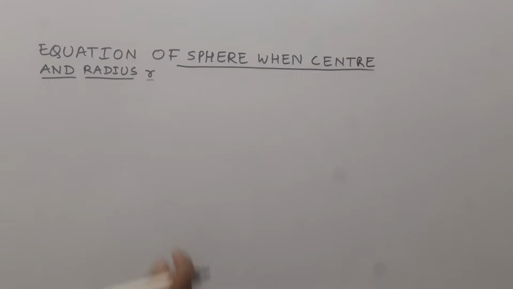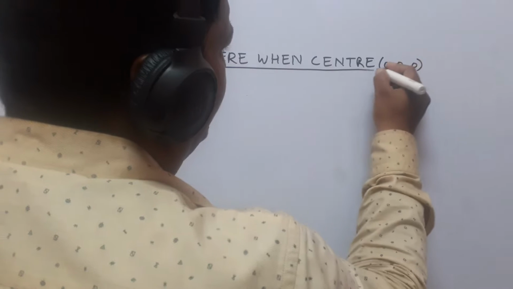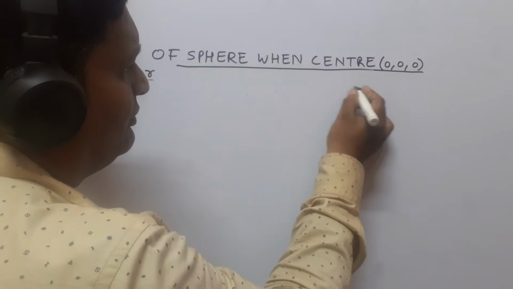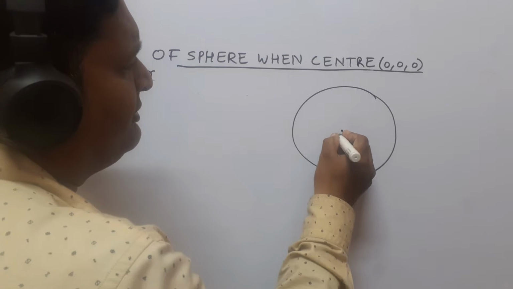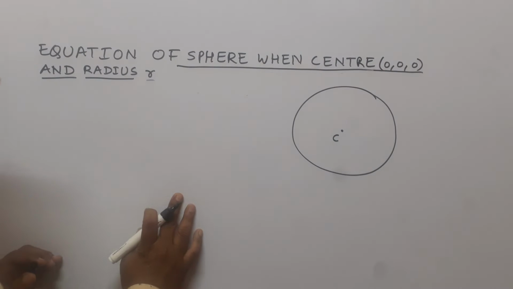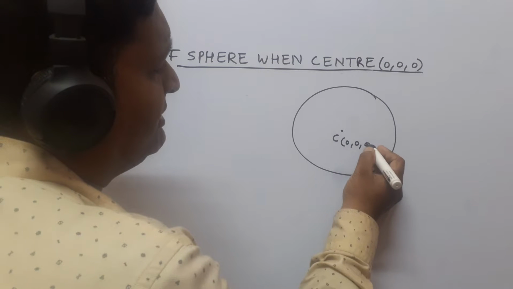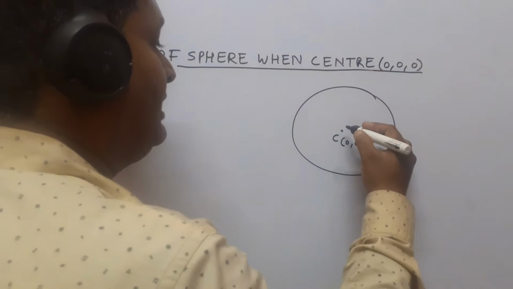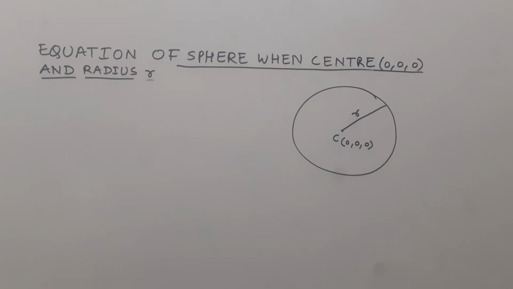Now we find the equation of a sphere when the center is 0, 0, 0 and the radius is small r. So we draw here the sphere, and suppose that C is the center of the sphere. The coordinates of the center are given by the point 0, 0, 0, that is the origin, and the radius of this sphere is given by small r.